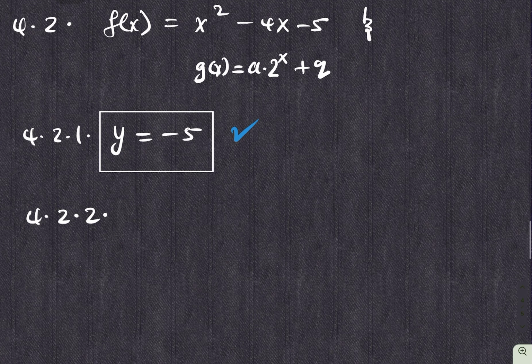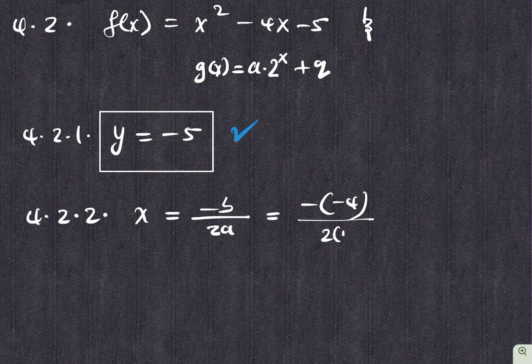For the turning point, there are 3 ways to find the x value. I'm going to do all of them. The first one is to use grade 11 work, that is to say x is equal to minus b over 2a. That becomes negative b, where b is negative 4, over 2 times a, where a is 1. That gives you 4 over 2, and the answer is 2. So the x value at the turning point is 2.